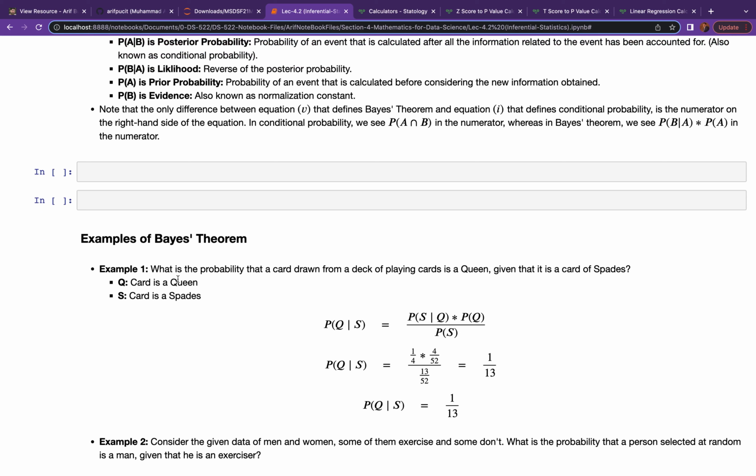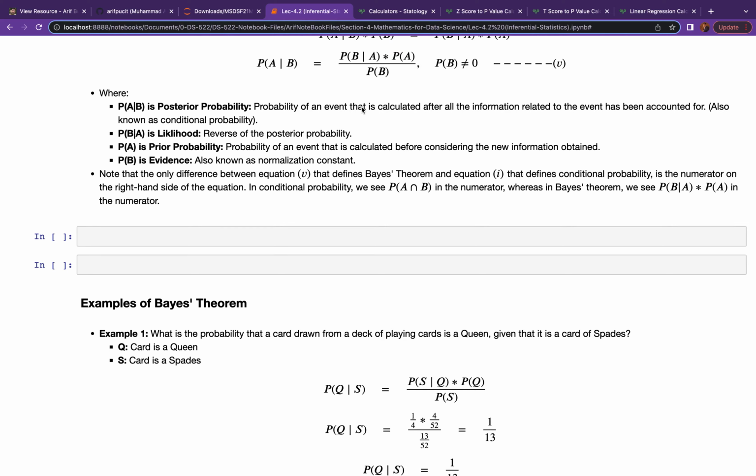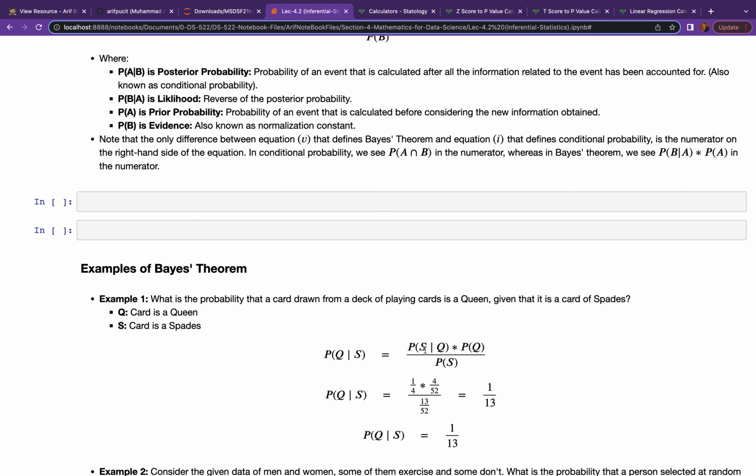Okay, so the example is, what is the probability that a card drawn from a deck of playing cards is a queen, given that it is a card of spades. So let me write it as, let's suppose that Q is the event, the card is queen, and S is the event, that card is spade. So the probability of getting a queen, given that the card is a spade, will be equal to something like this, which is the Bayes theorem. So probability of Q given S is equal to probability of S given Q multiplied by probability of Q divided by probability of S.